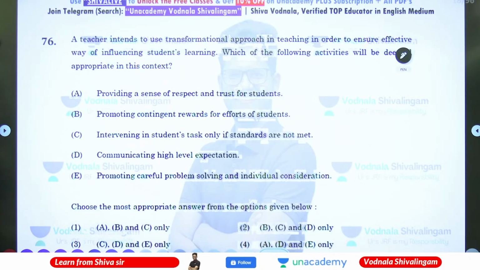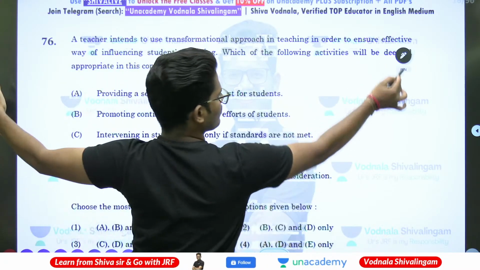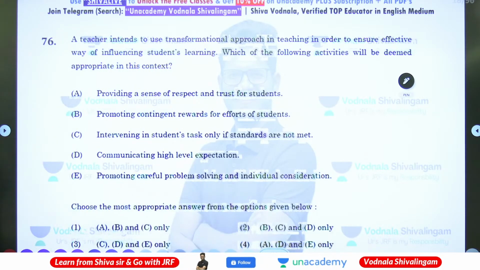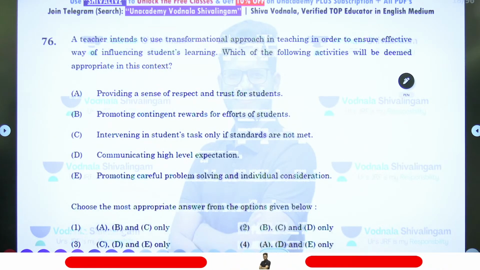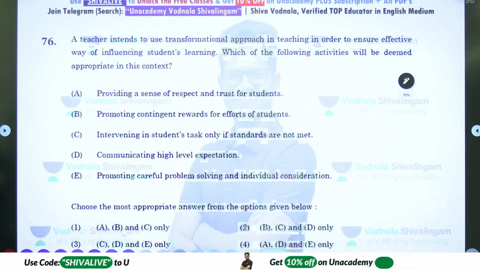Next, a teacher intends to use a transformational approach in teaching in order to ensure an effective way of influencing students' learning. Which of the following activities will be deemed appropriate in this context?